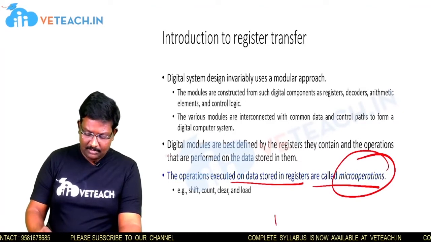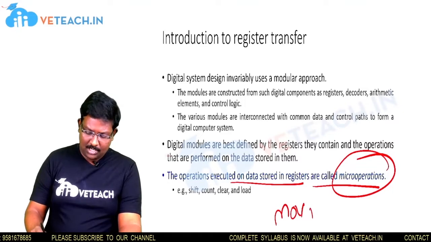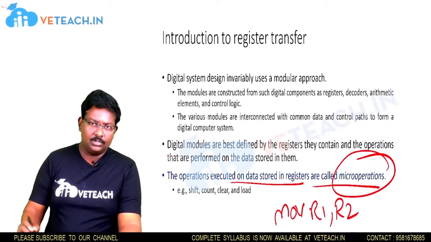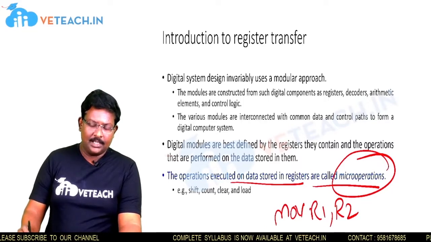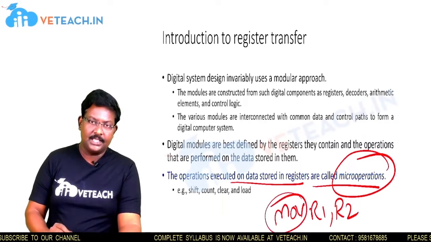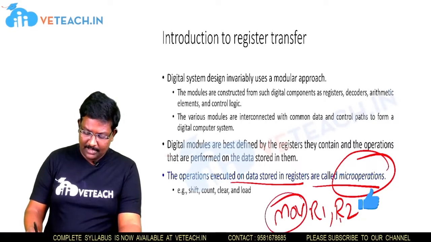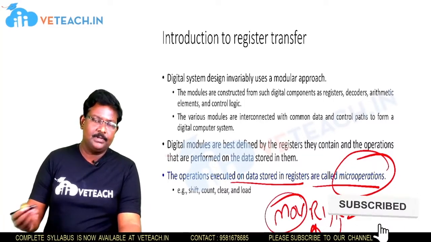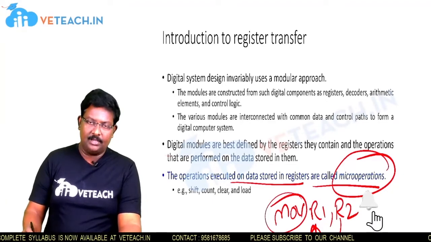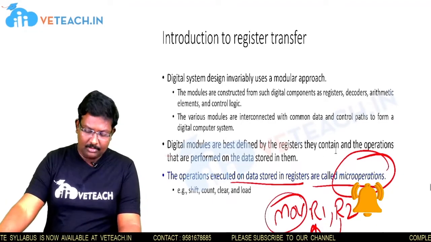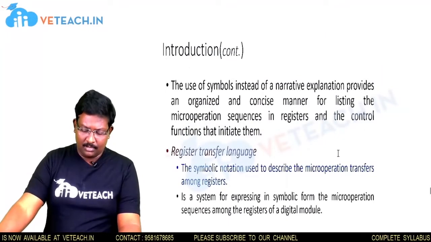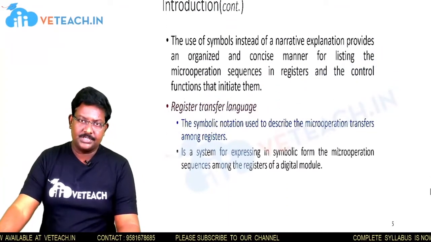Say, for example, I take MOVE R1, R2. R1 and R2 are both registers and I am performing a move operation here. I am going to move the values from R2 to R1. So it is a simple operation, and such simple operations are called micro operations. On the registers we perform the micro operations.